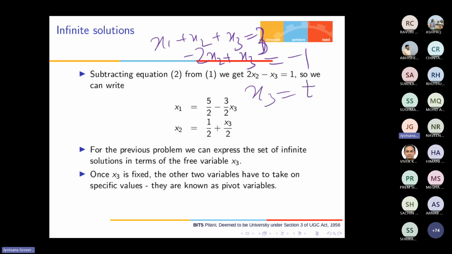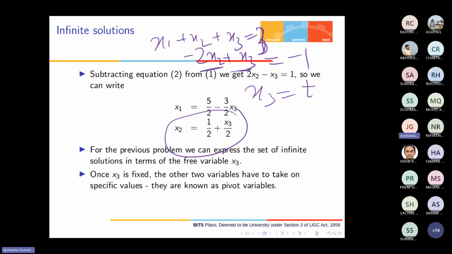Free variable means give any value. Let it be t. t can take 1, 2, 3, whatever. From this, you substitute x3 as t. So what you get, x2 will be minus 1. Sorry, just a second. What is x2 going to be?